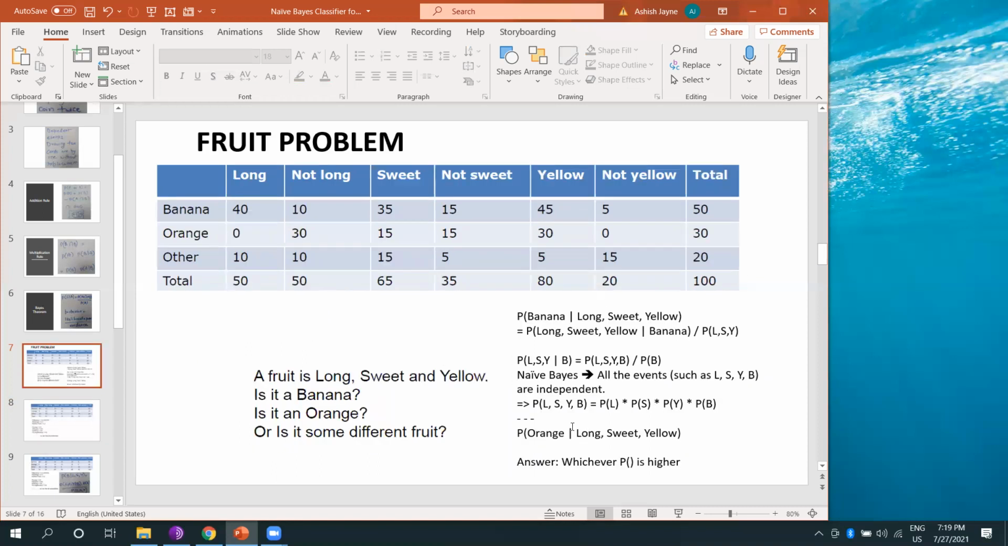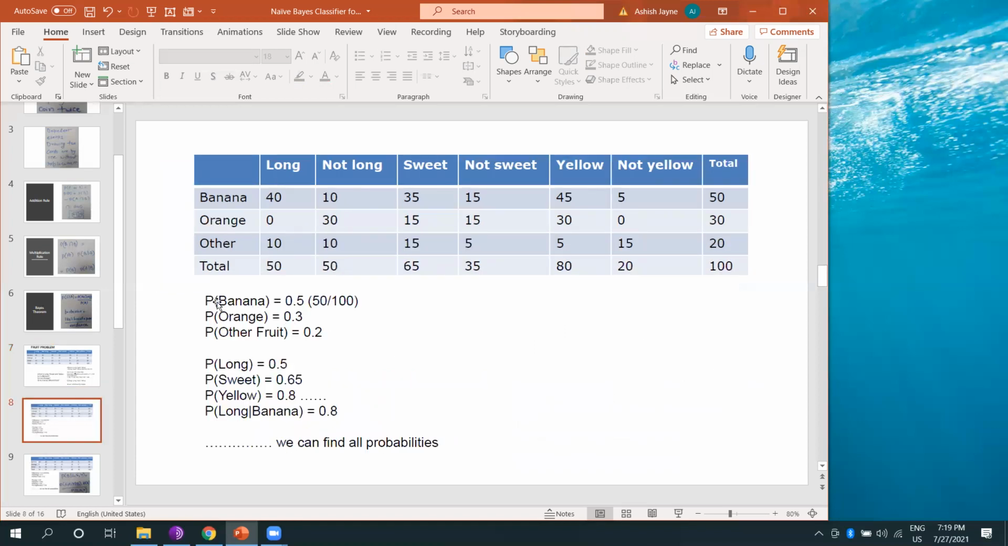Just as we see over here, we have to find out all of the individual probabilities. And in the next slide, we are doing just that. We try to figure out what P(banana) is. Out of total 100, 50 are banana, 30 are orange, 20 are other. So P(banana) is 0.5, 50 by 100. P(orange) is 30 by 100. P(other fruit) is 20 by 100.